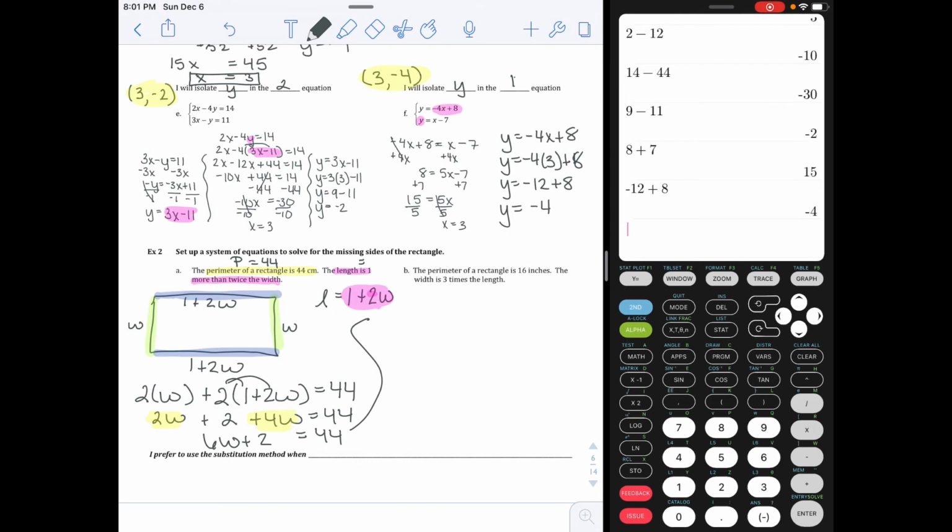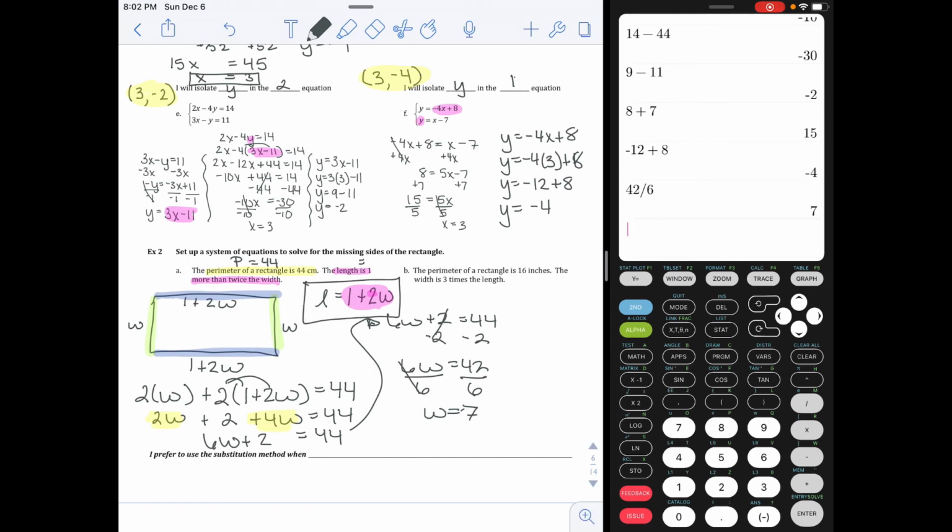I'm going to write up here now. So we had 6W plus 2 equals 44. Inverse operation, subtract 2. 6W equals 42. Divide both sides by 6. W equals 42 divided by 6, which is 7. All right, but that's only part of our answer. That's our width. And remember, you already made an equation up for length.